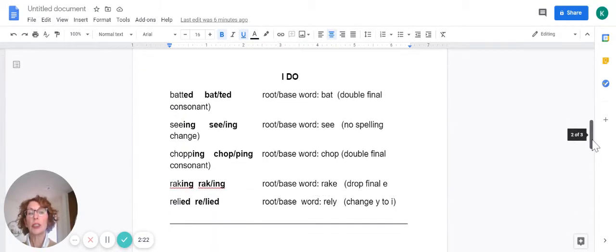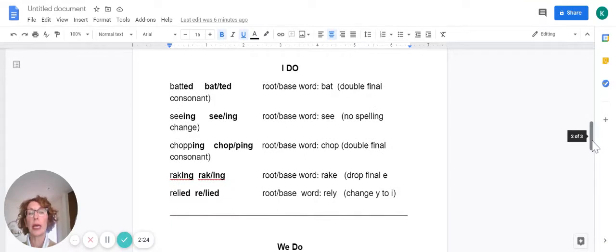Okay, let's just take a look at a few of these multisyllable words. Again, I'll read these first, and then we'll have a group of words that we work on together. First word is batted. The root or base word is bat. The rule we used is double the final consonant. As you notice, the syllable break is in between the doubled consonant, batted.